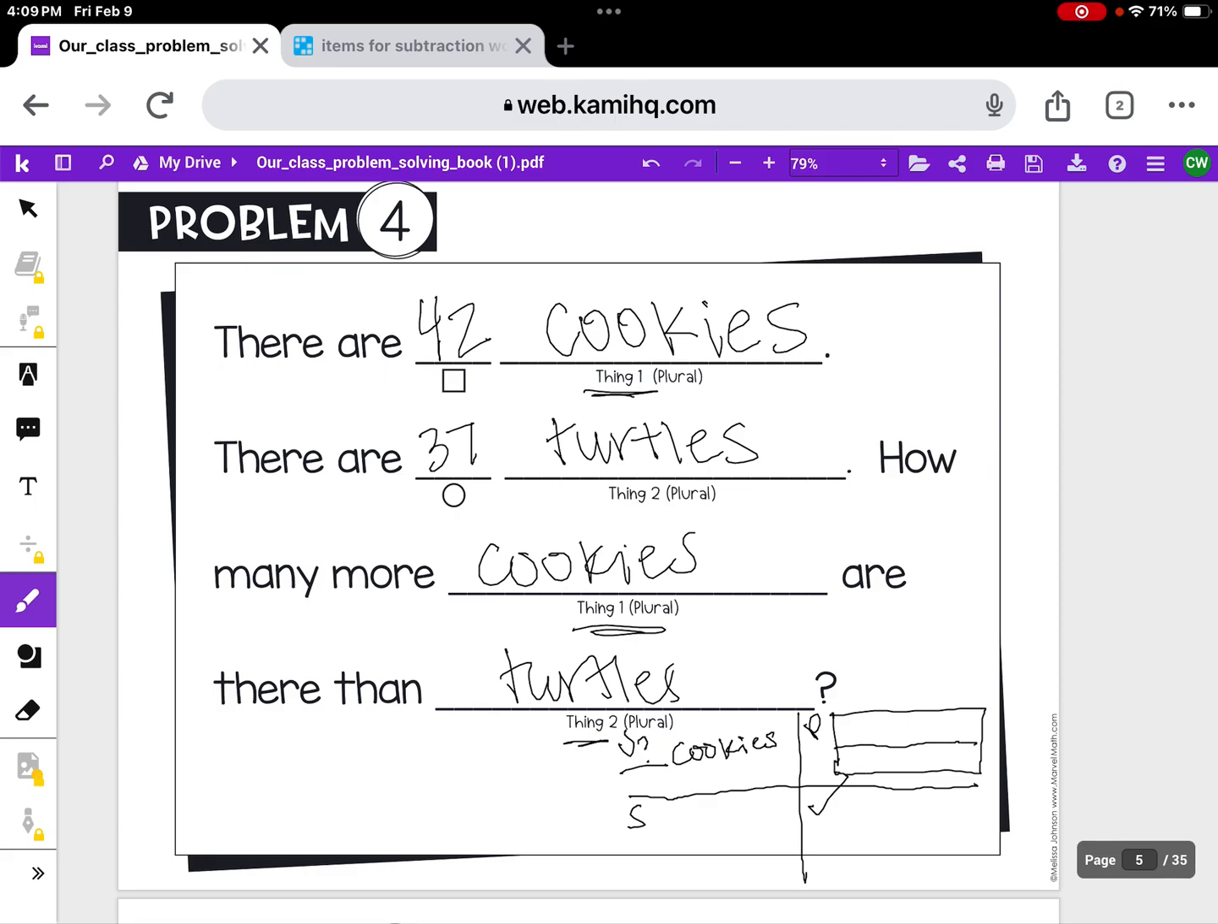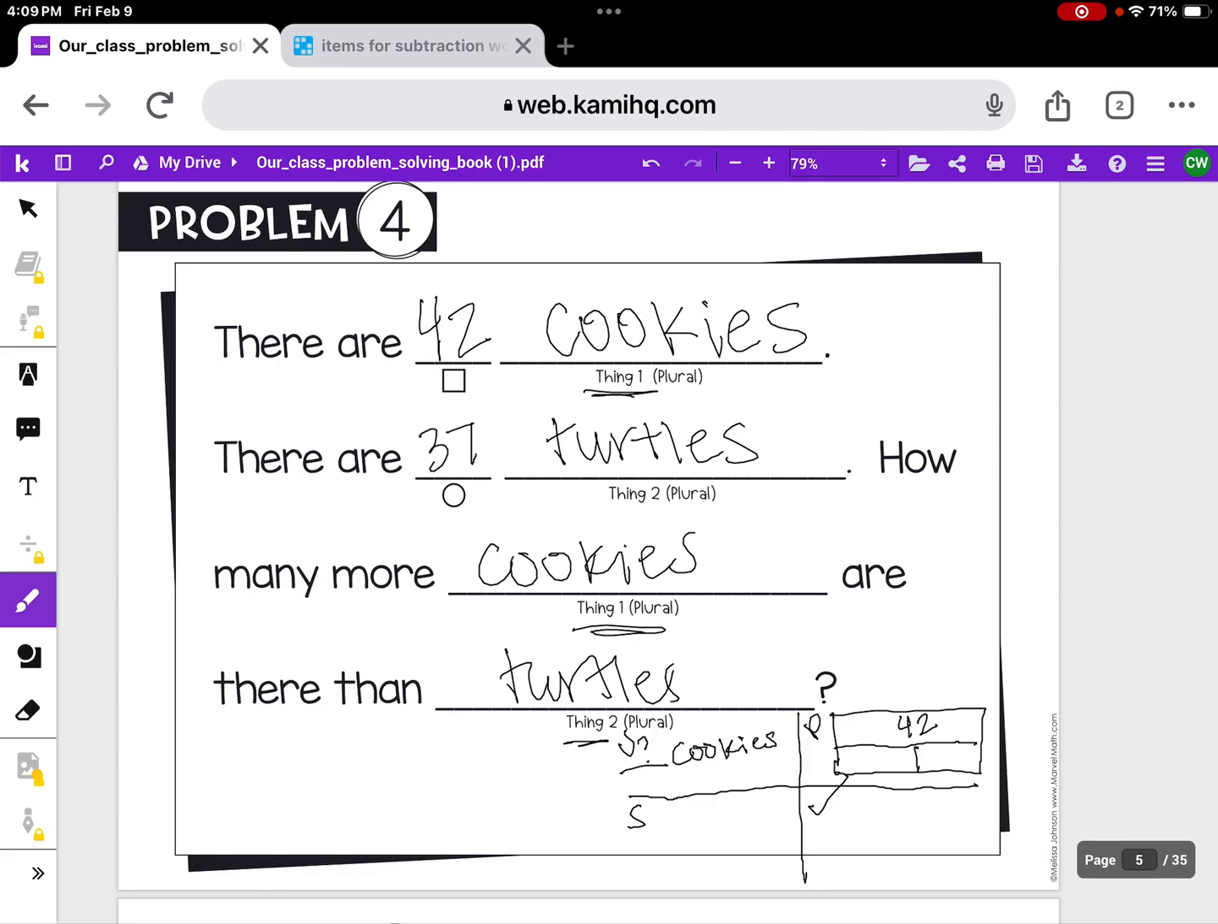I know that it's saying I have more cookies than I have turtles. And so it wants me to know how many more extra cookies that I have than turtles. Sure, I have the same amount of cookies as turtles, but then I also have more than that. So how many more do I have? So my big number then is going to be cookies, because I know that I have more cookies than I have turtles or anything else. We're trying to figure out how many more we need to add to turtles to get to the same amount of cookies. I'm hoping that's making sense, okay?